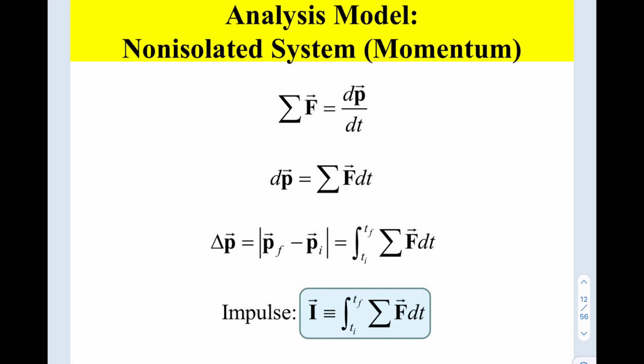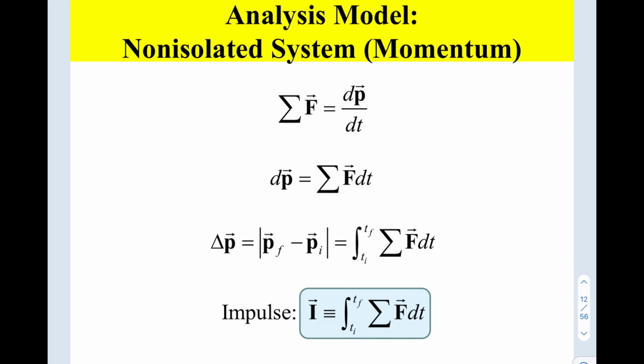So next is the analysis model, non-isolated system, still on momentum. Let's recall that sum of F is equal to dP over dt, change in momentum with respect to time. If we rearrange this equation, dP is equal to sum of F times dt. What is dP? It is also equal to change in momentum, which means momentum final minus momentum initial.